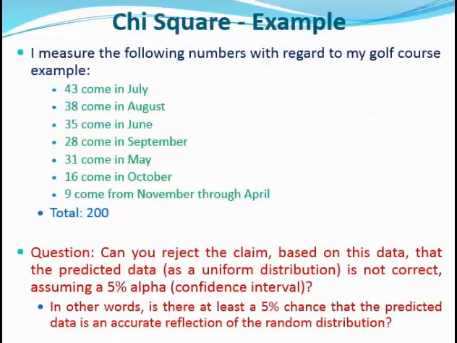So let's take a look at an example. I measure the following numbers with regard to my golf course example. I measure that 43 in a particular year come in July, 38 come in August, 35 in June, 28 in September, 31 in May, 16 in October, and 9 in November through April, for a total of 200 customers.